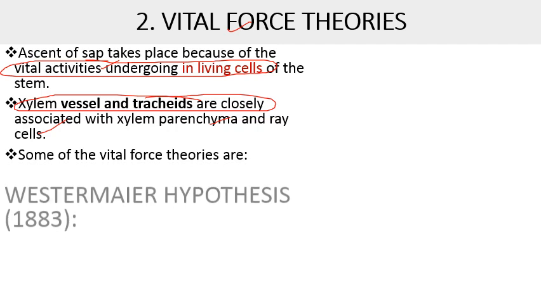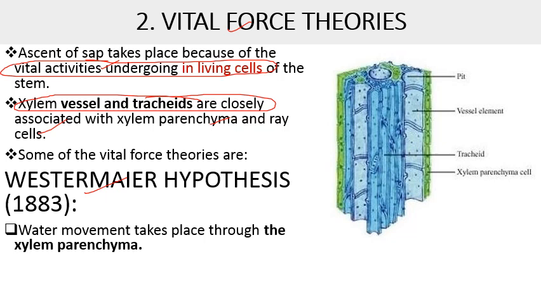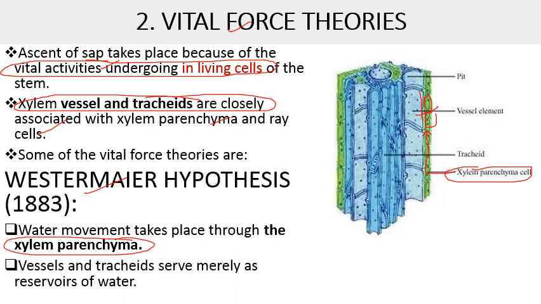Some of the vital force theories are, like we have Westermeyer's hypothesis. According to this hypothesis, water movement takes place through the xylem parenchyma. As we know that these are xylem vessels, inke sath hi associated hote hain bahar cells, which are living cells, known as xylem parenchyma cells. So inka jo viewpoint tha, he thought that this water movement takes place through these living cells, that is the cells of xylem parenchyma. So vessels and tracheids mainly served as a reservoir of water. Matlab ye jo vessels hain, inka kaam hai sirf reservoir ki tarah, means they act as a storehouse of water in the plants. So this was the Westermeyer hypothesis.